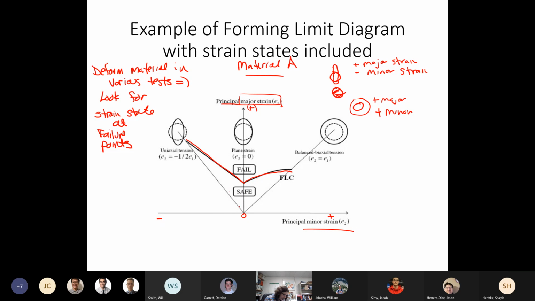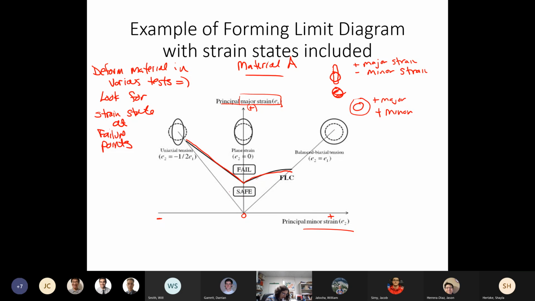And that is this line, this dotted line. And so that's not associated with the material. That's just sort of saying, hey, this is uniaxial tension. If I have balanced biaxial tension, that's when the strains are equal. That would be this line, which is 45 degrees.